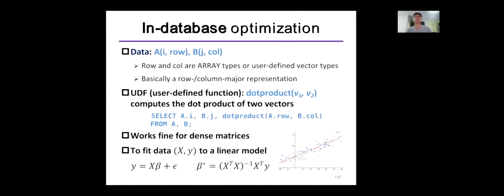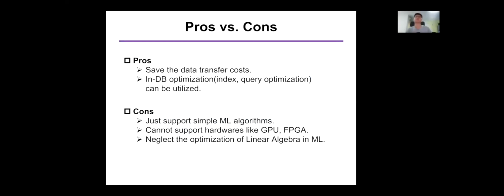but it just works well for the simple model, and some linear algebra optimization cannot be used because it is executed in the database. So the process saves the data transfer cost, and some database optimization can be utilized, but they just support simple machine learning algorithms and cannot support hardware like GPU and FPGA, and it negates the optimization of linear algebra in the machine learning algorithm. So let's see how to optimize the linear algebra expression.